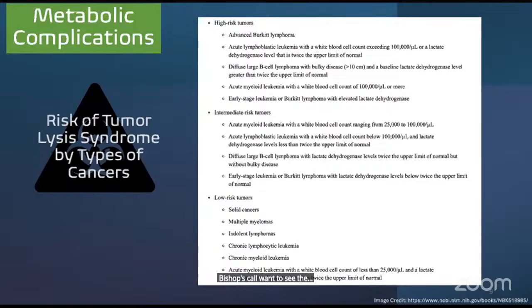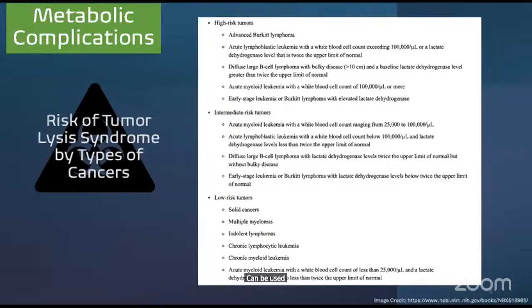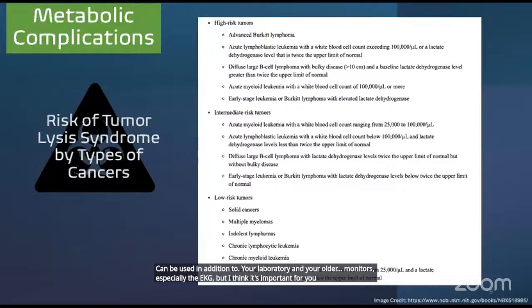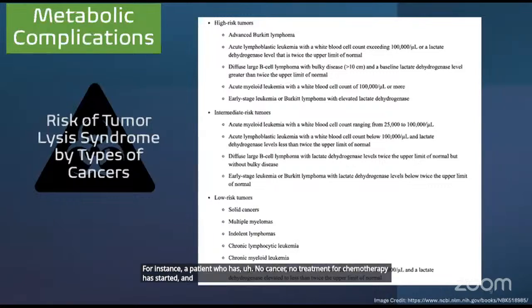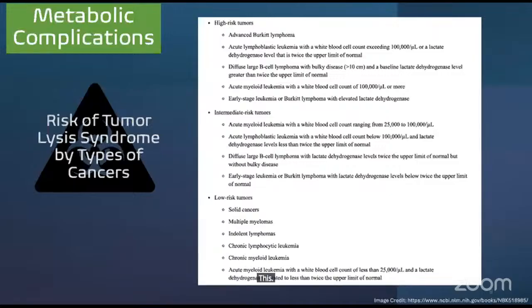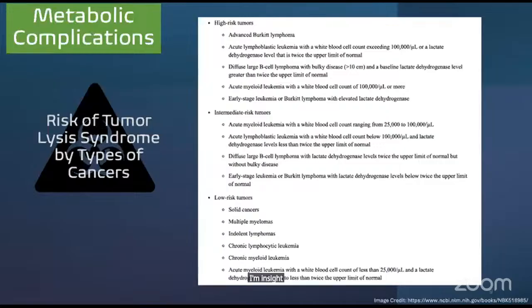the onset of the symptoms, all right? And these are clinical correlates that can be used in addition to your laboratory and your other monitoring, especially the EKG. But I think it's important for you to, for instance, a patient who has no cancer, no treatment for chemotherapy has started, and the patient has this laboratory derailment, you obviously tumor lysis syndrome won't come to your mind. So I think the kind of patient you're dealing with will give you an insight into what you're dealing with at that moment.